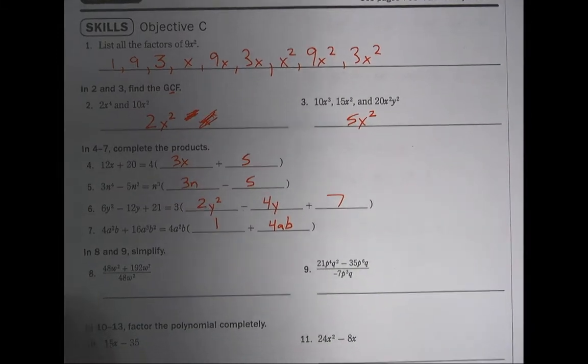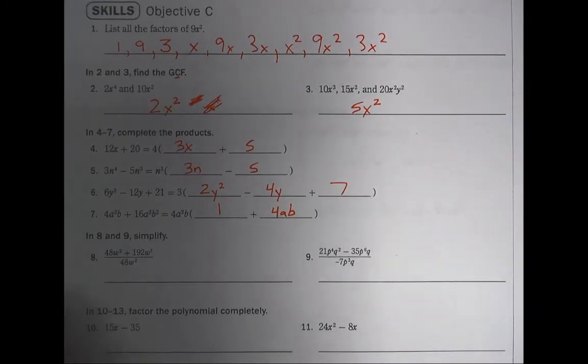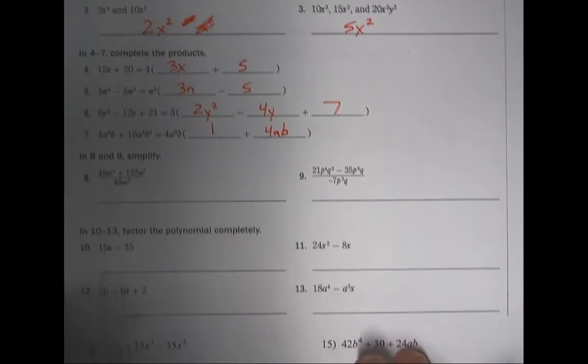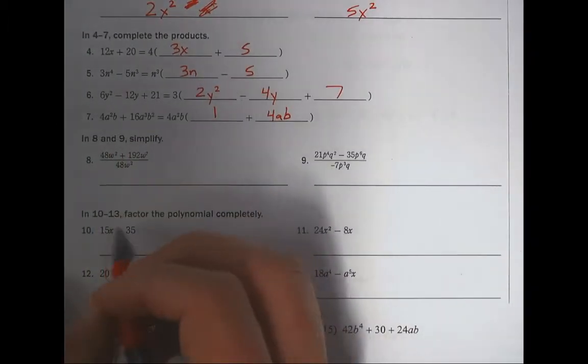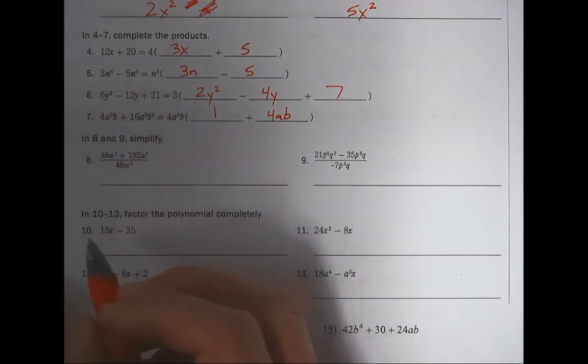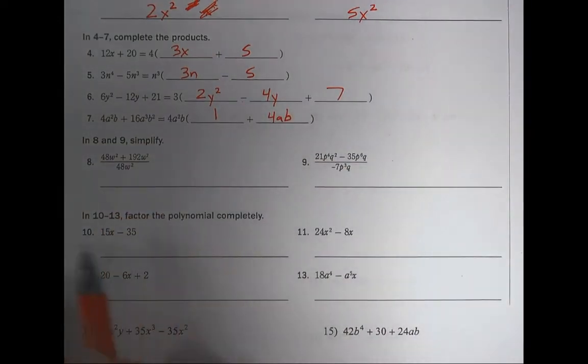All right, now on 8 and 9, I actually want to jump down. Let's do 10 through 13 first, because the skills we are going to use here are also going to be used up there. So we're going to do the same thing we did for 4 through 7, except on that one, they already pulled out the greatest common factor. So now you've got to do it.